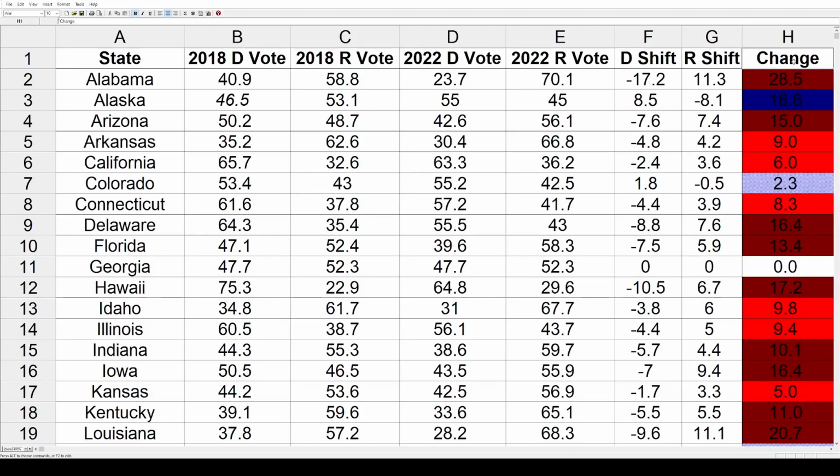And I have my usual shading here. 10 or more point shifts are going to be the darkest red and the darkest blues. The lightest colors, those are going to be under 5-point shifts.